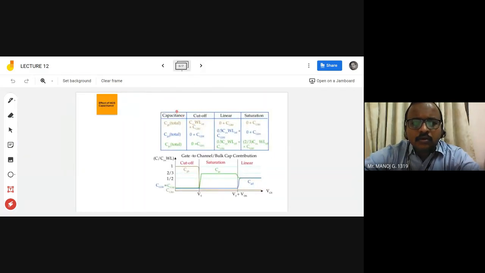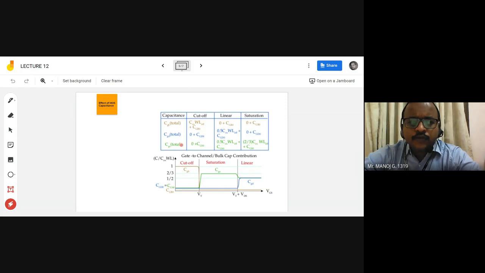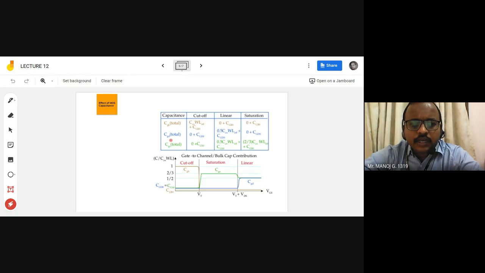Now I tabulate it. If you want to analyze, I'm just tabulating it with respect to the three major gate capacitances available: gate bulk, gate drain, and gate source. So I'm finding out what the total capacitance of each region is. There are three regions: cutoff region, linear region, and saturation region.